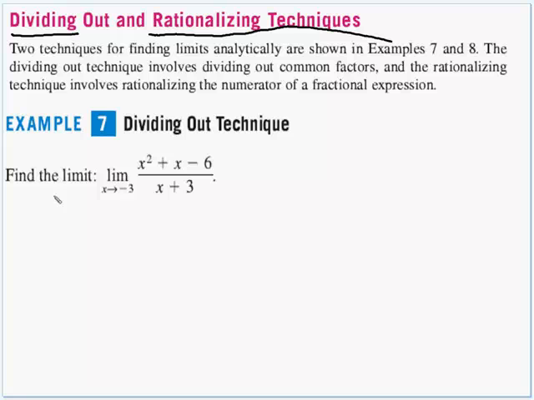Now here in example 7, we have this limit as x approaches -3 of this rational function. We're going to try direct substitution. Let's see what happens in the denominator first. We plug a -3 in here, and -3 plus 3 is 0, so we know we're going to have problems. Let's check out that numerator though. We plug a -3 in there. -3 squared is +9, plus -3 takes us to 6, and 6 minus 6 is 0.